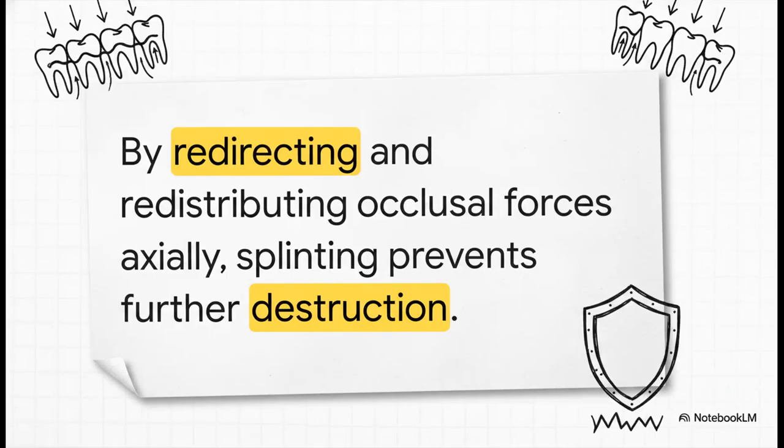And this brilliantly illustrates the ultimate goal here. Splinting isn't just some temporary band-aid. By redirecting and redistributing those occlusal forces axially, and by closing those gaps to restore proximal contacts, splinting actively stops the cycle of destruction. It prevents further long-term periodontal breakdown by managing forces and stopping food from constantly jamming into the periodontium. It is a real game changer.